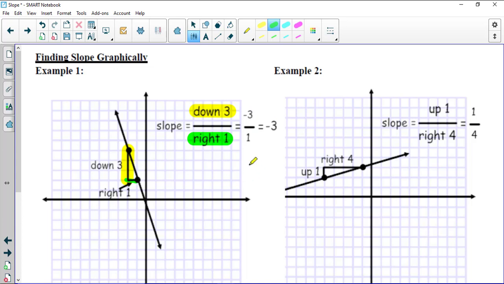Like we mentioned in a previous lesson, since this line goes down from left to right, it makes sense that it has a negative slope. And the larger that value is, or the absolute value of that number is, the steeper the line will be.